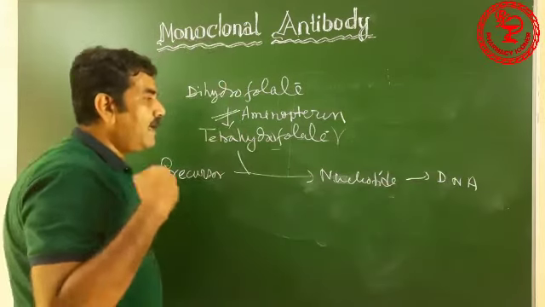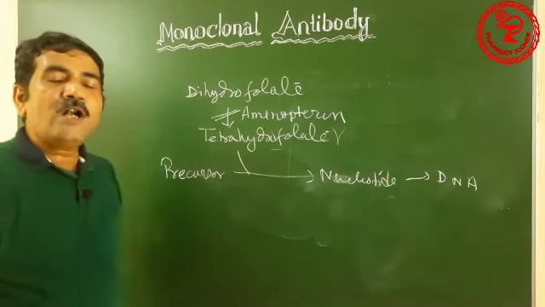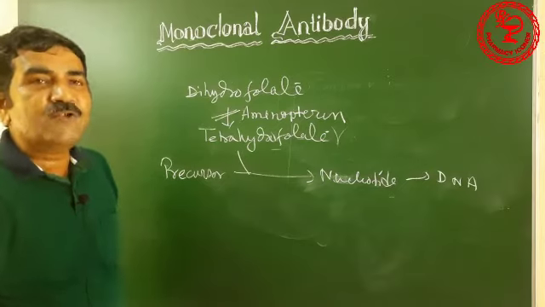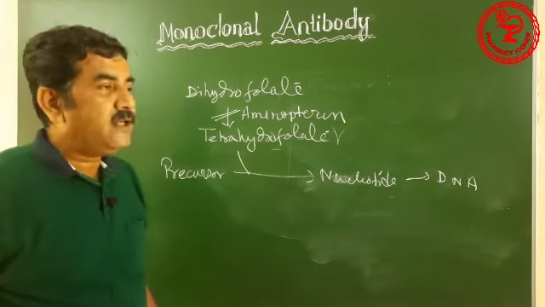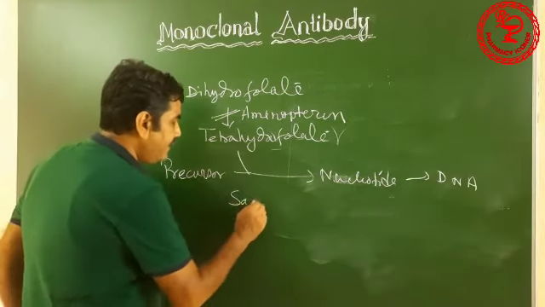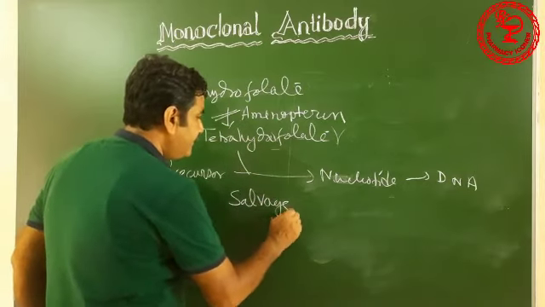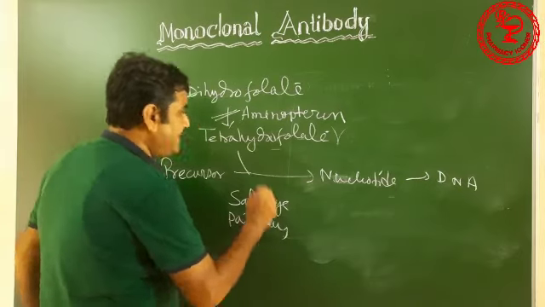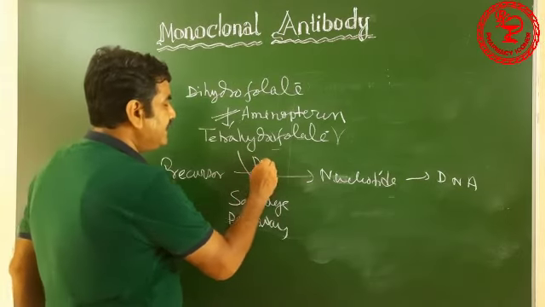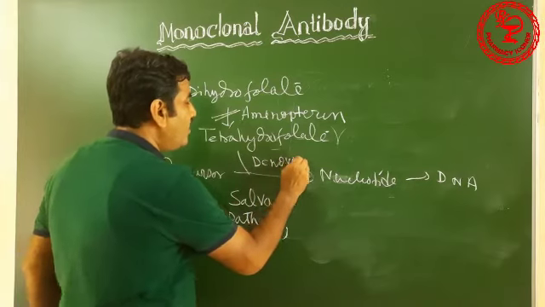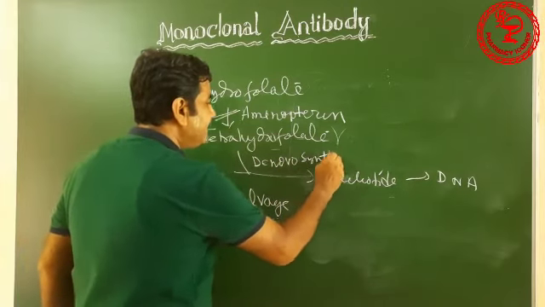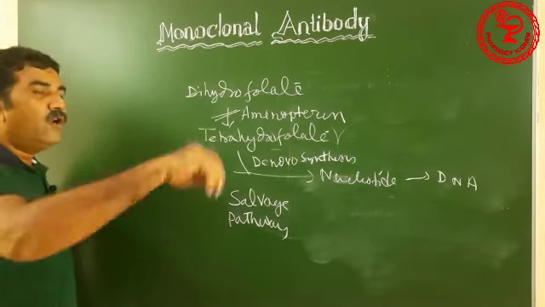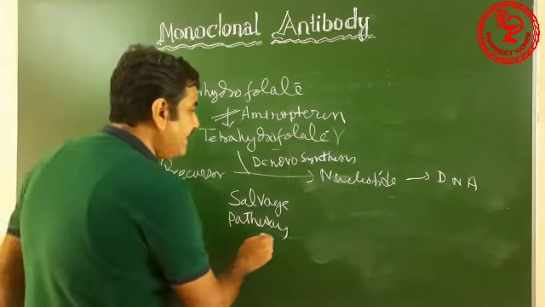Now, an alternate pathway is also there in human or mammalian somatic cells. That is called the salvage pathway. This is called de novo synthesis, which I have already discussed. For mammalian cells, an alternate pathway is there.